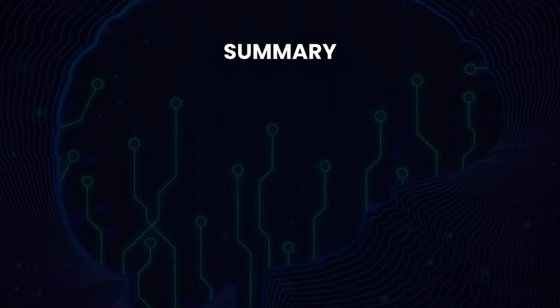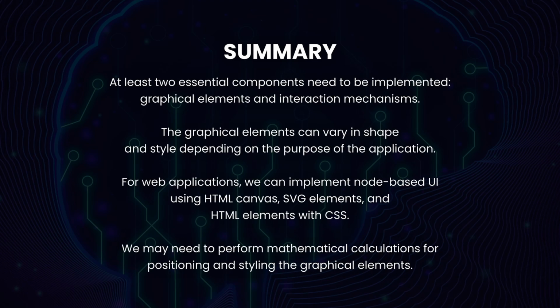Let's summarize what we've learned through this series. To create a node-based user interface, at least two essential components need to be implemented: graphical elements and interaction mechanisms. The graphical elements can vary in shape and style depending on the purpose of the application. For web applications, we can implement node-based UI using HTML canvas, SVG elements, and HTML elements with CSS. Depending on the features we want to present, we may need to perform mathematical calculations for positioning and styling the graphical elements.